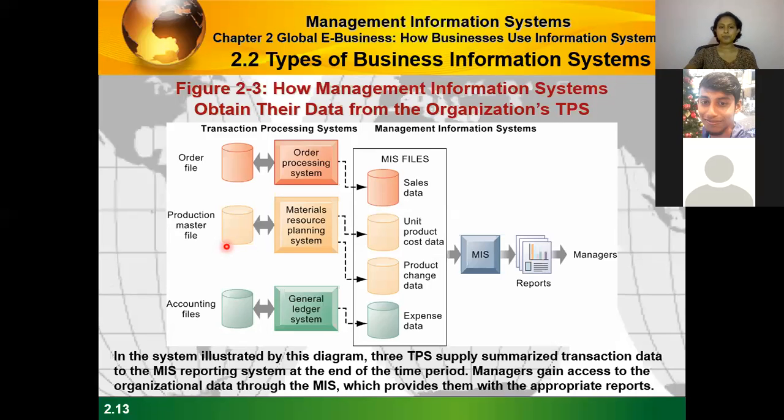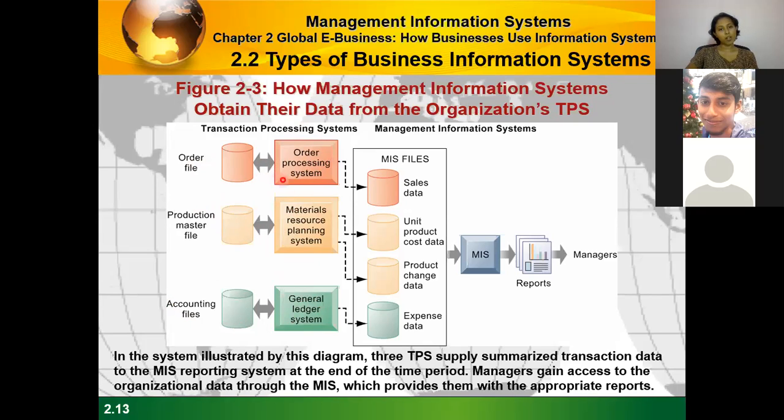Right? So here we have given three different types of transaction processing systems related to orders, production, accounting files, right? So we have an order processing system, we have a material resource planning system, we have a general ledger system. So these are different TPSs within the organization, right? So these different systems obtain data from different types of sources.